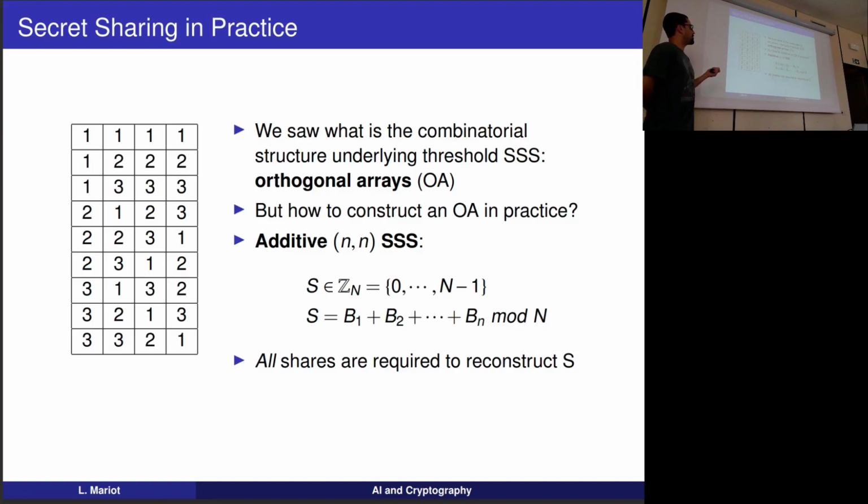So in this case, we can assume, for example, that the secret is a number from 0 up to N-1, so it is a member of the residue class ring Z_N. And then the dealer will find a random sum that, when reduced modulo N, will give us the secret S. So this means that this sum, in particular B1, B2, up to Bn, the single summands, will be the shares to be distributed to the players.